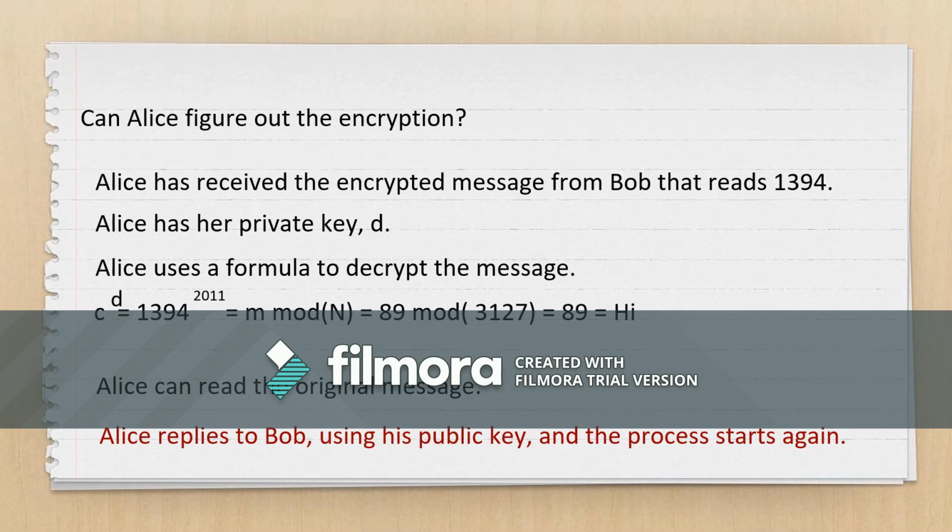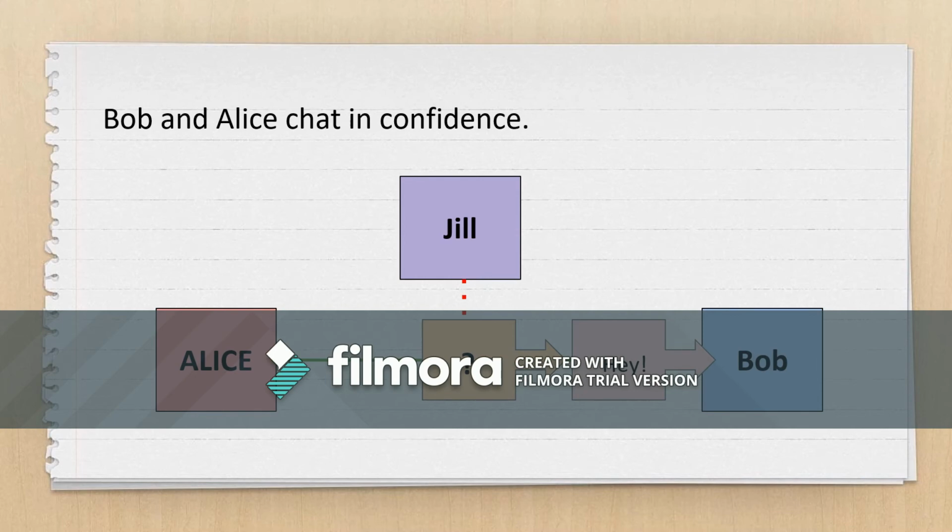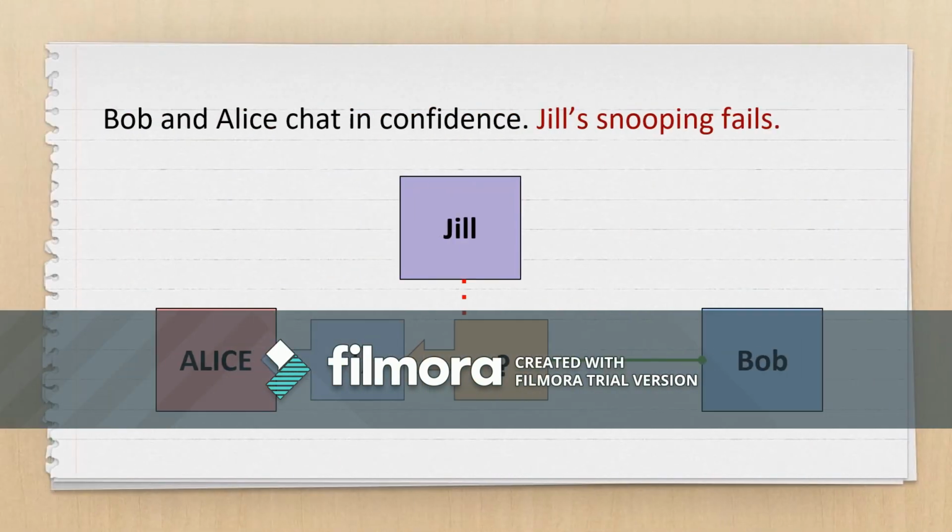Alice replies to Bob using Bob's public key, and this complicated process starts again. Bob and Alice chat in confidence, knowing that their little chat is safe. And with Bob sending a message back to Alice, Jill is still clueless about the conversation between the two. This is how RSA encryption works.